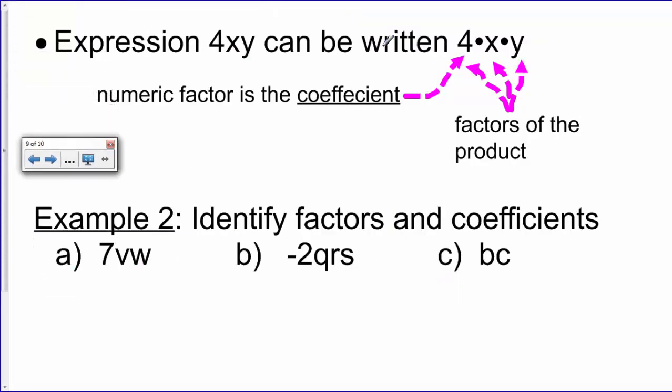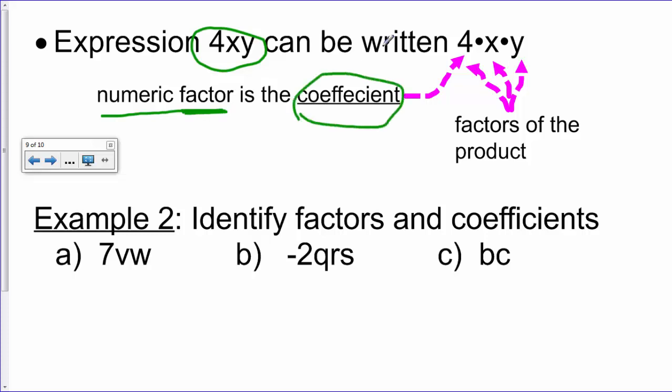In the expression 4xy, that can be written as 4 times x times y, and the numeric factor is the coefficient. This is all being multiplied together. We just don't have to show that multiplication. And whenever we're multiplying, we call what we're multiplying factors. And the numeric portion of that is the coefficient. So 4 would be the coefficient, and all of them are factors. 4, x, and y are all factors because they are all being multiplied.